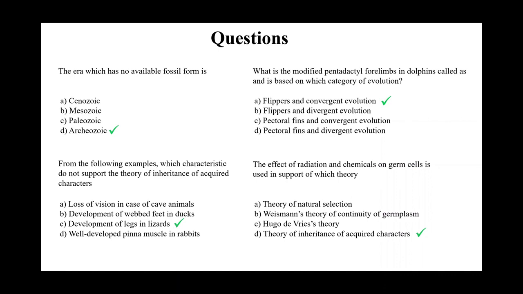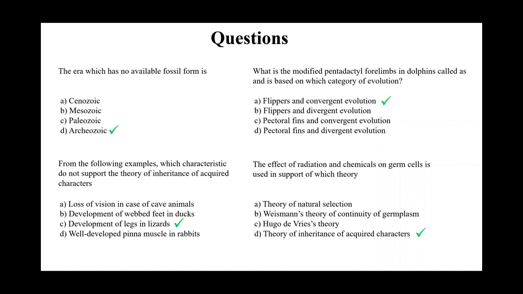Right? We are now looking at characteristics which do not support the theory of inheritance of acquired characters. So we'll go over each and see how they are supporting the theory. The first is loss of vision in case of cave animals. Lamarck said there is use and disuse of organs. So in cave animals, you do not get to see anything because it's dark there. So that's why you have loss of vision, which supports the line of thought of Lamarck. Then you have development of webbed feet in ducks. These ducks are swimming in water. So webbed feet will give you more space to swim easily. So again, use and disuse theory.